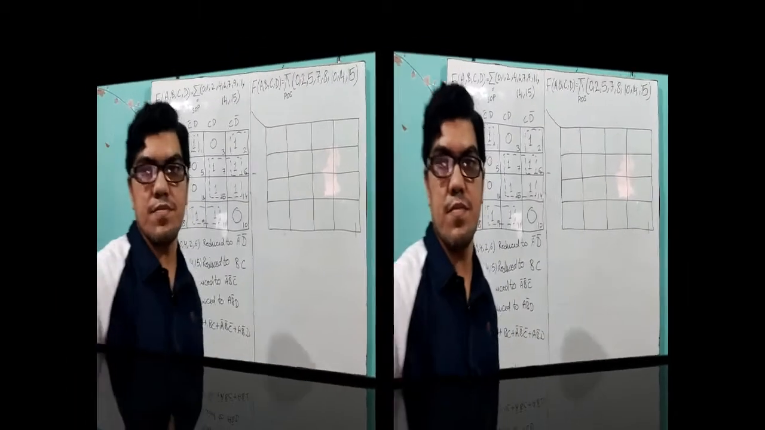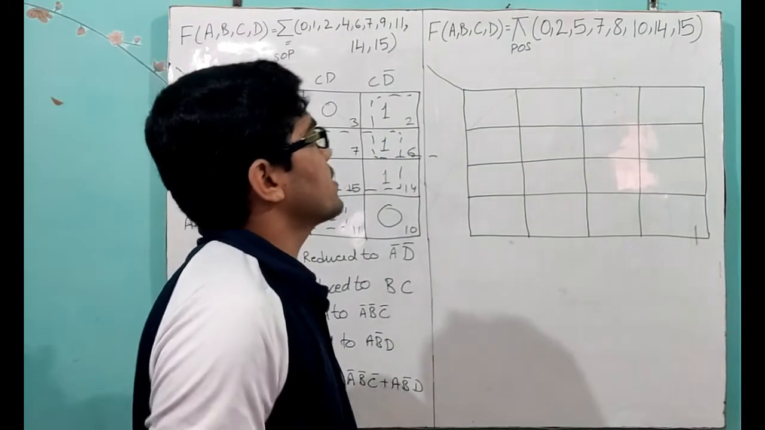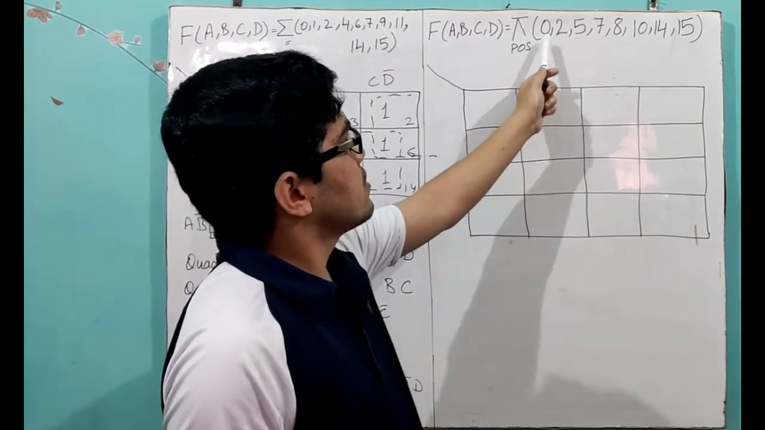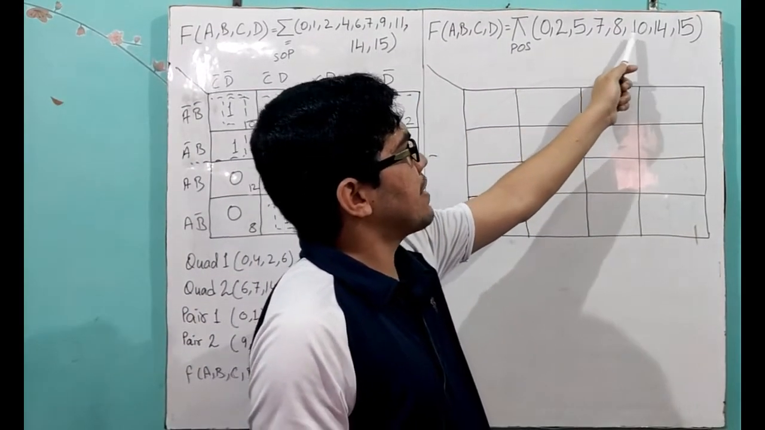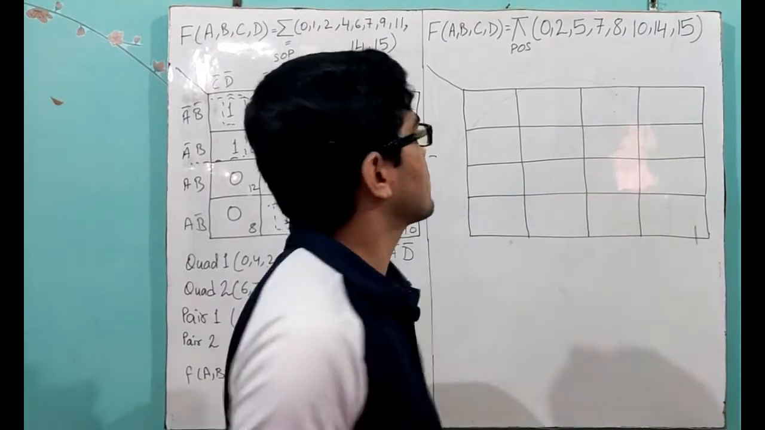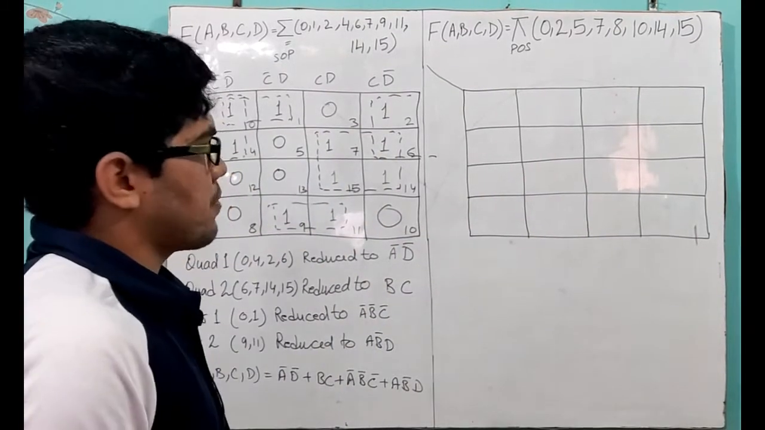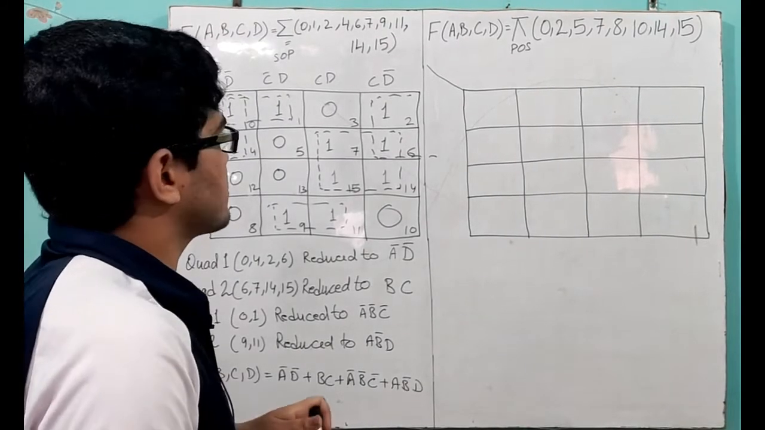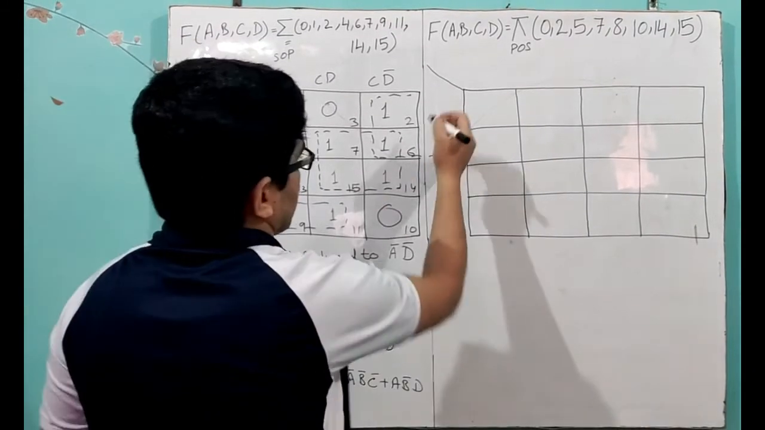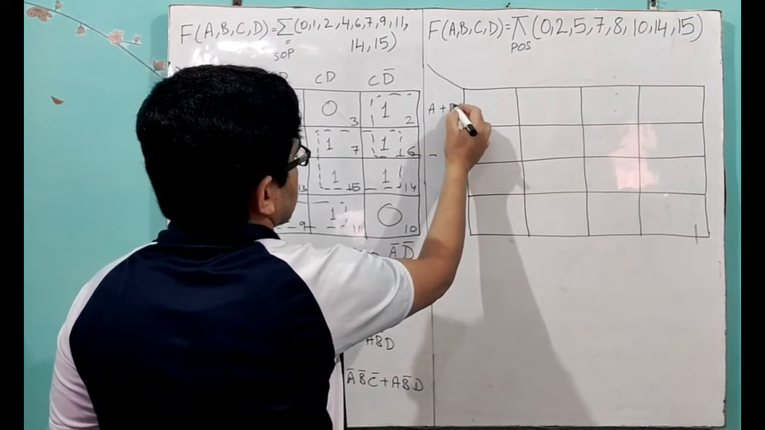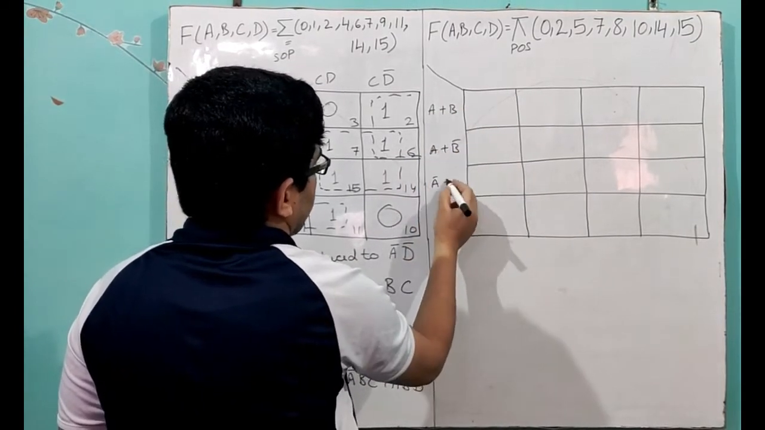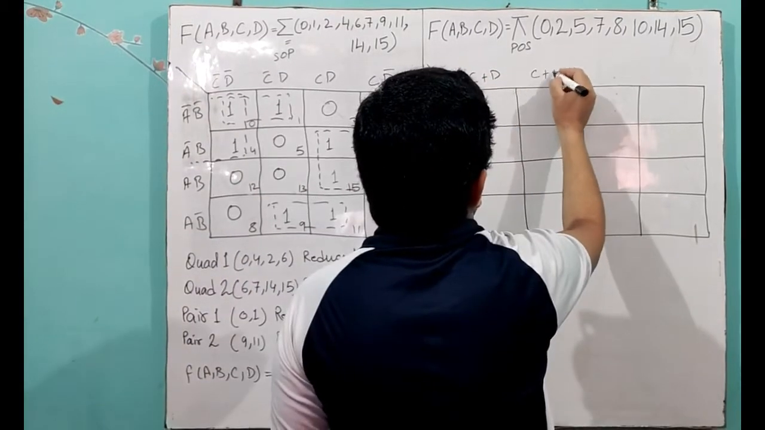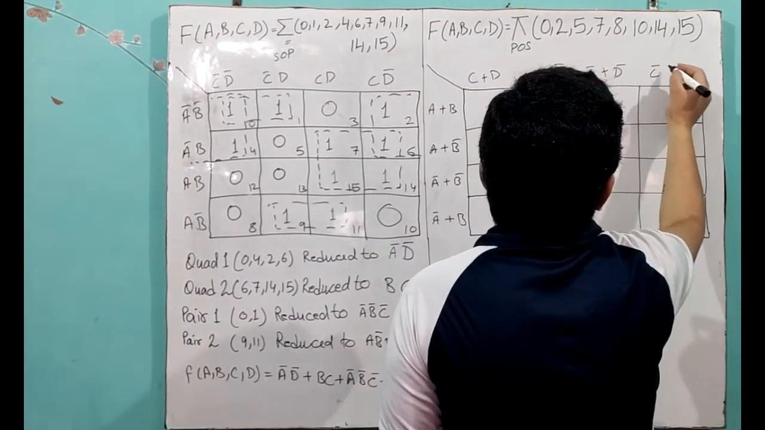Okay students. Now let us move to the next question. F(A, B, C, D) is equal to pi 0, 2, 5, 7, 8, 10, 14 and 15. So first make the K-map for the 4 variables for POS. And for POS there is a different way. A plus B bar, A bar plus B bar, A bar plus B. Here you write C plus D, C plus D bar, C bar plus D bar, C bar plus D.